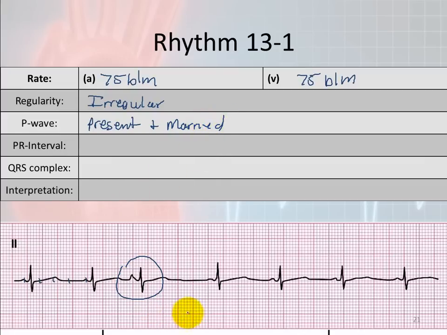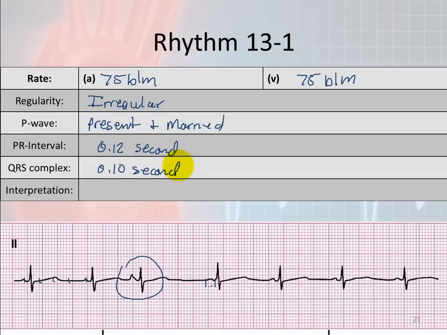The PR intervals. It's kind of hard to do this without calipers, but I'll give it a shot. There's one here, there's one here. That looks to be 1, 2, 3. That looks to be about 3 boxes. So we'll say 0.12 second. The QRS complexes look nice and narrow, so we'll say that is 0.10 second.